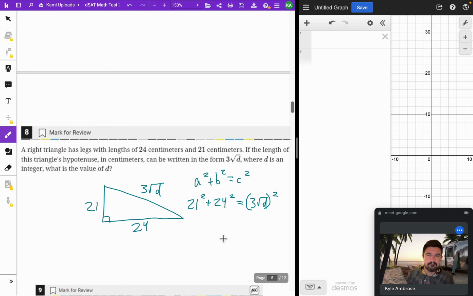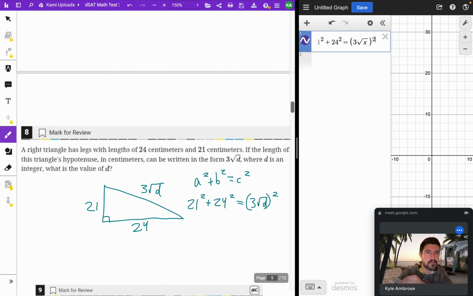And I think I could actually put this in Desmos. I'm not sure, but let me try it. 21 squared plus 24 squared equals, parentheses, 3 square root, you could just type SQRT, that gives you the square root of D. But I'm going to change it. If I put D, Desmos gives you this little error. They only support equations with x and y. So just make D x instead, and it'll solve it that way. And x is really our D, no problem.